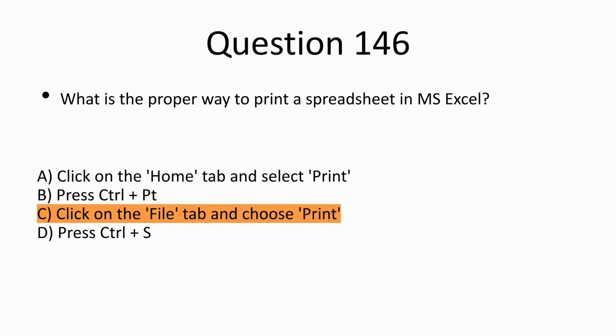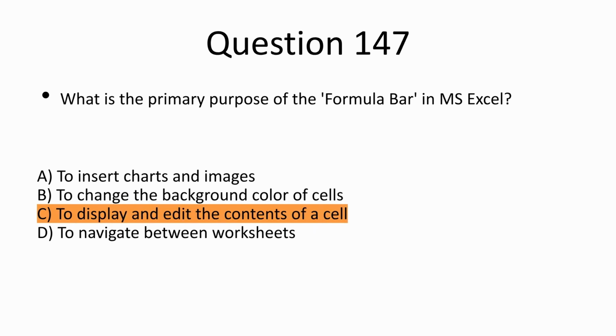What is the proper way to print a spreadsheet in MS Excel? The correct answer is C. Click on the File tab and choose Print. Question 147 asks about the primary purpose of the formula bar in MS Excel. It is C. To display and edit the contents of a cell.